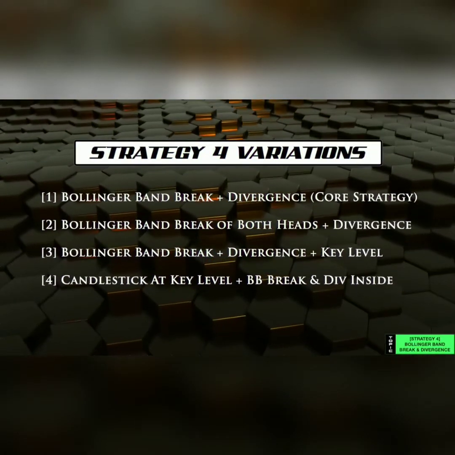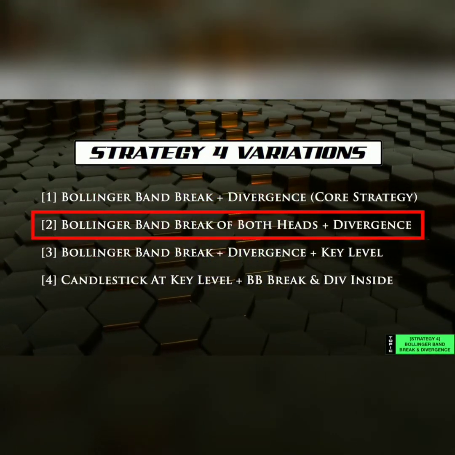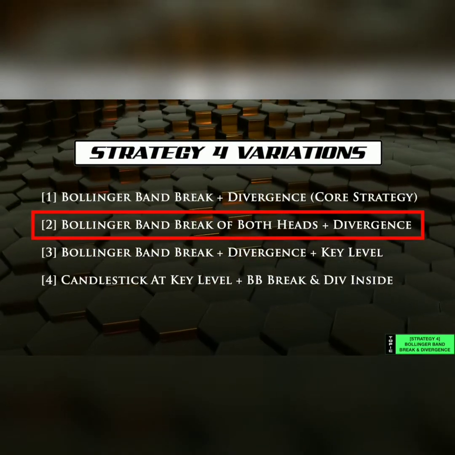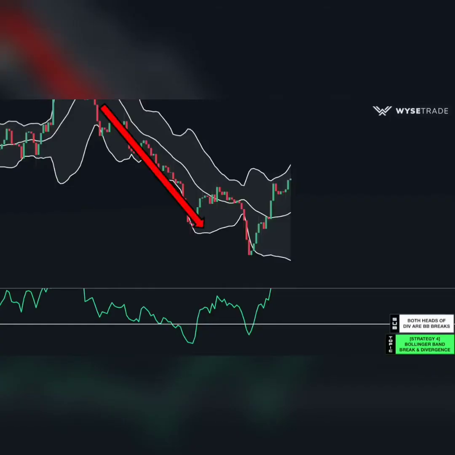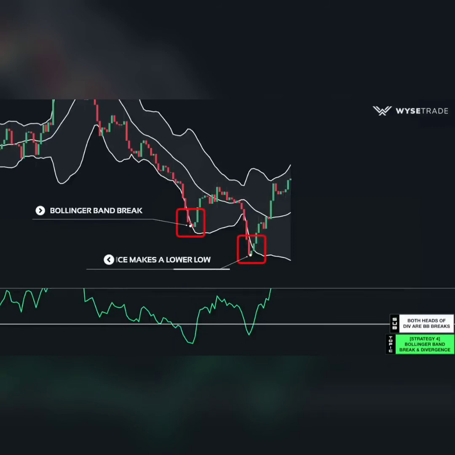So moving to the next variation. A higher quality variant of this setup is where both the heads of the divergence setup are also Bollinger Band breaks. So you have your moving downtrend, followed by a Bollinger Band break. Price moves back inside and pulls back before making a lower low.